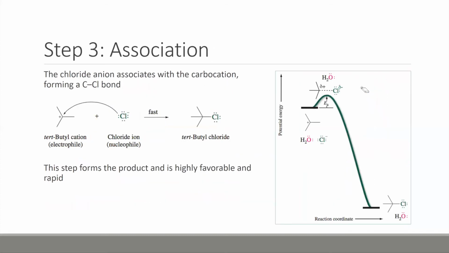Now, the last step is going to be what you might think. The negative chlorine is going to attack that positive cation. Remember, if we're going to use the words here, the chlorine is a nucleophile and the tert-butyl cation is an electrophile. Remember, electrophile means wants electrons. So where the electrons are going is the electrophile. It wants the electrons. Nucleophile wants to give electrons.